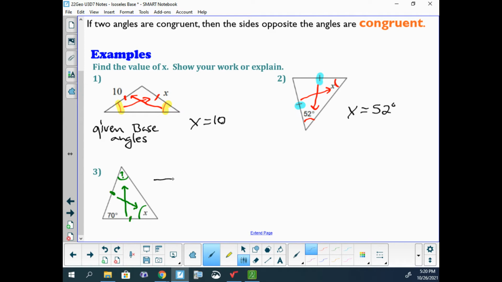We do know that 3 angles added together equals 180 degrees. We know one of those angles is 70. One of them is x. And the third one happens to be congruent to x. So you know what? Let's call that third one x. And we've got a little algebra equation. We've got 70.